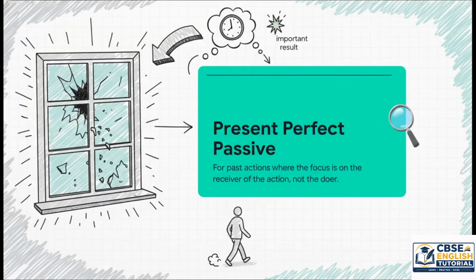Okay, so the main idea here is actually pretty simple. We use this tense when we care more about the thing that received the action, not the person or thing that did the action. So with our window, right, the important part is the result, the fact that the window is broken. Who actually broke it? Not so important in this context.